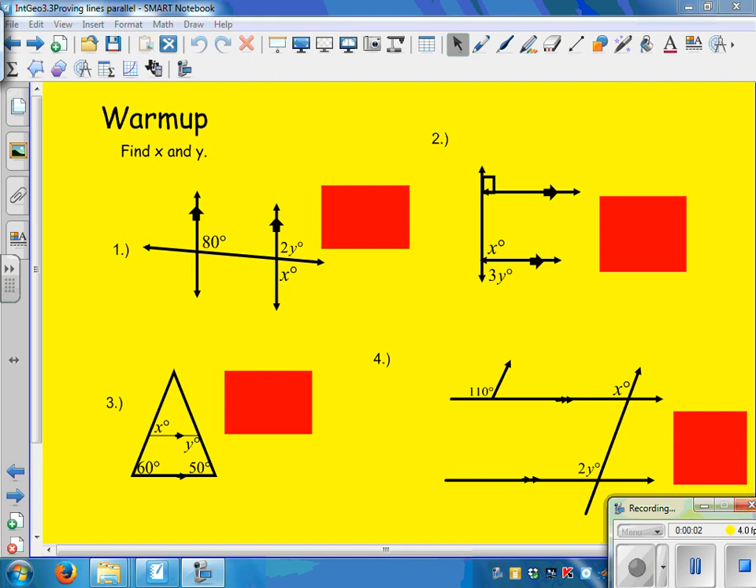This is lesson 3.3, proving lines are parallel. The warm-up, you've got 4 problems here. You're going to use the parallels with the transversals, and you're going to try to solve for the unknown variables. Do that now.